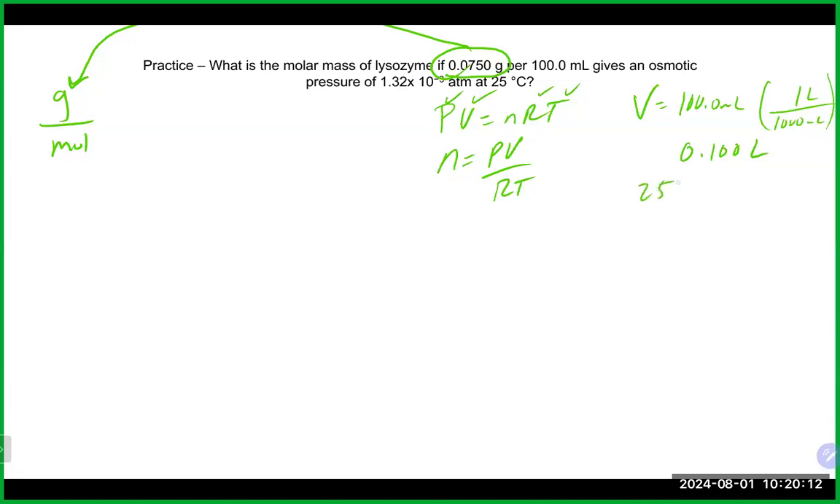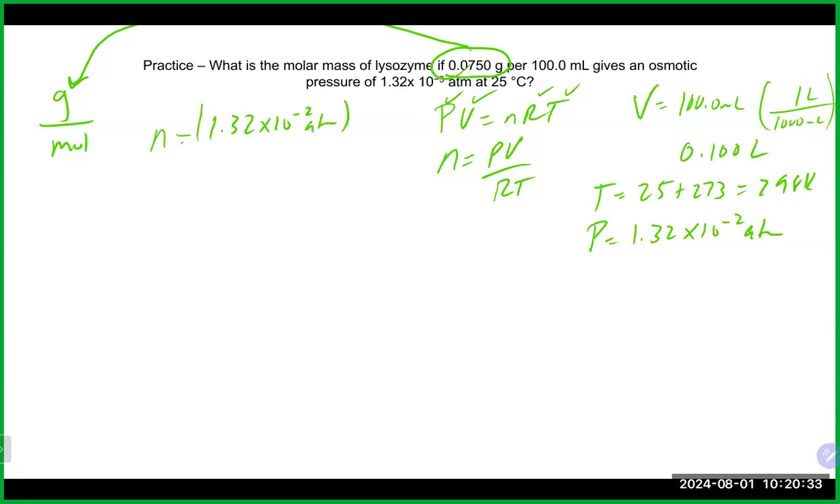We would again take our 25 and add 273 to get it to Kelvin for our temperature. And obviously our osmotic pressure is already in atmospheres, so we don't have to do too much conversion there. So n will equal 1.32 times 10 to the minus 2 atmospheres times our volume of 0.1 liters divided by our R value, 0.08206 liter atmosphere per Kelvin mole, and our temperature of 298 Kelvin.